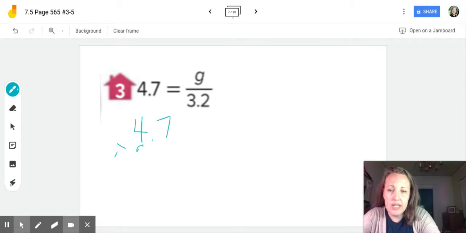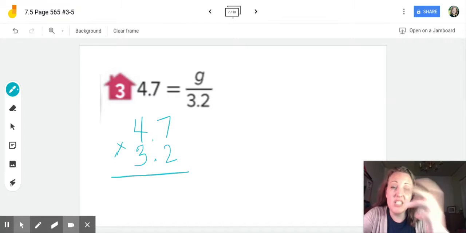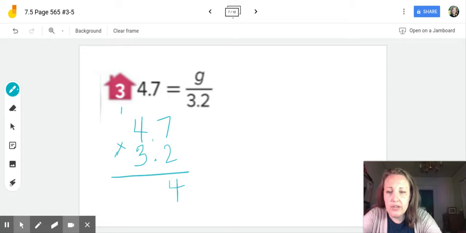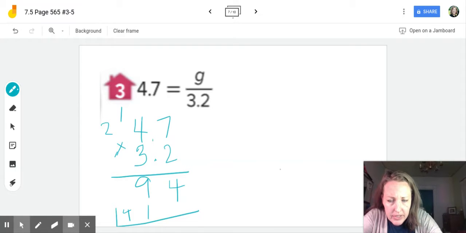And again, you could make these into fractions. You could use lots of different methods. I'm just going to straight up multiply the decimals. Standard algorithm right here, okay? So again, 2, 12, 14. I'm going to write it over here. I ran out of room.